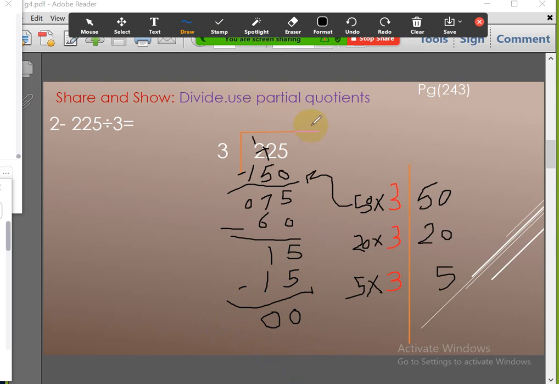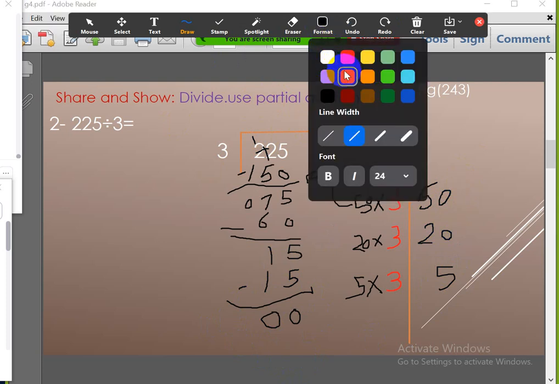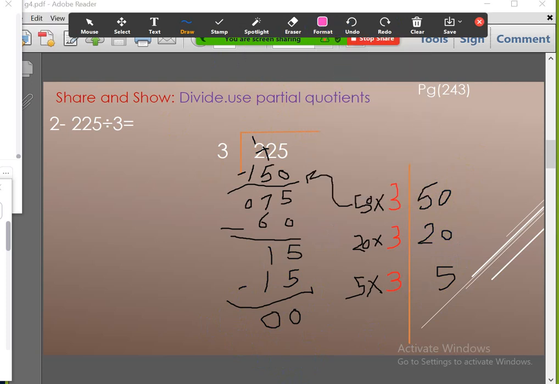Now to find the quotient, what do I have to add? I have to add the numbers that I chose. Okay, let's add the numbers. 0 plus 0 plus 5 equals 5. 5 plus 2 equals 7. So this is the quotient, 75. Okay.